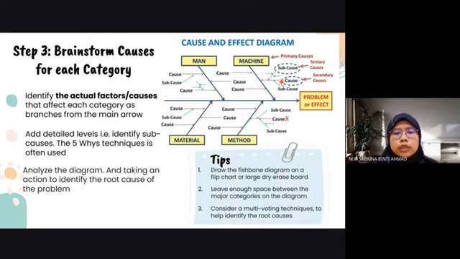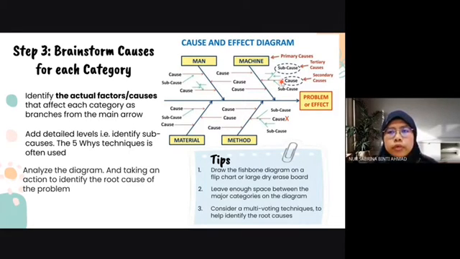And then, to help identify the root causes from all the ideas generated, we can consider using a multi-voting technique, such as having each of the team members identify the top three root causes. And we can ask them to place three tally marks or sticky dots on the fishbone next to what they think could be possible or potential root causes.